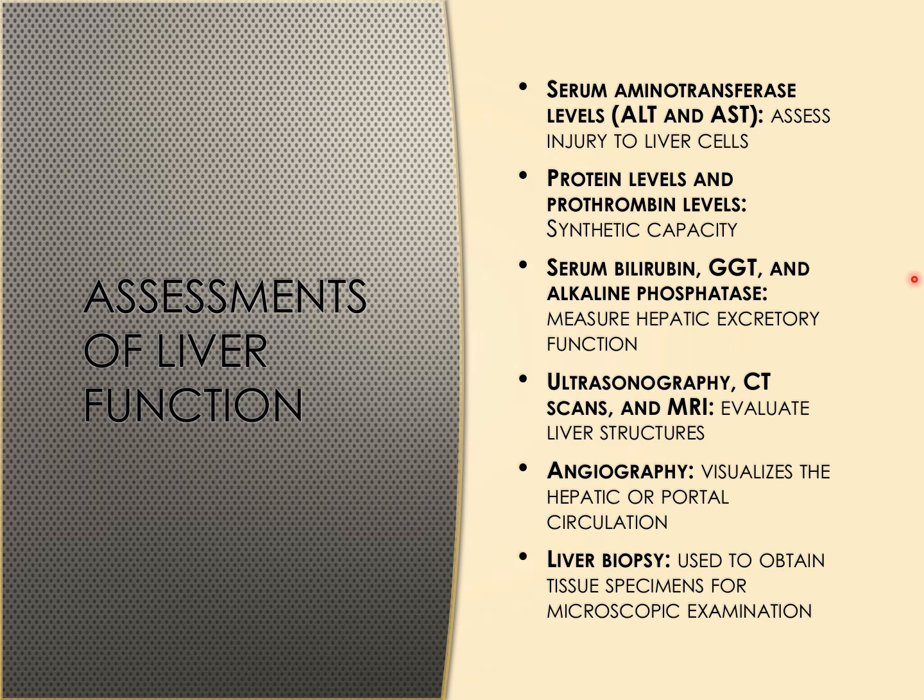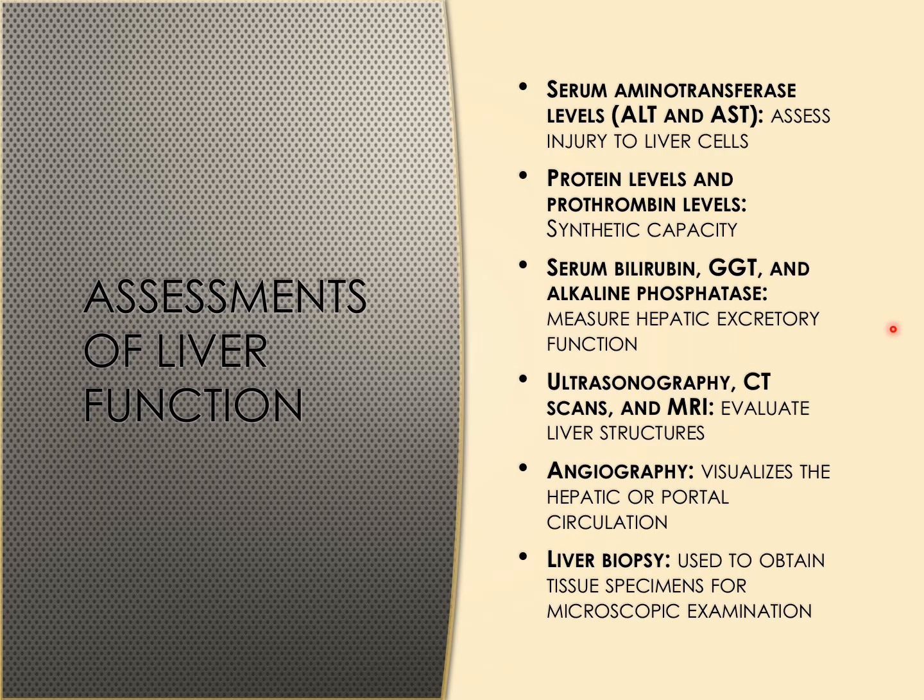We can look at an ultrasound, a CT, or an MRI of the liver. They can evaluate the different liver structures and look for things like enlargement or changes to the overall structure. We can do angiography, where we inject contrast dye into the blood supply around the liver to look for things like hepatic or portal circulation.